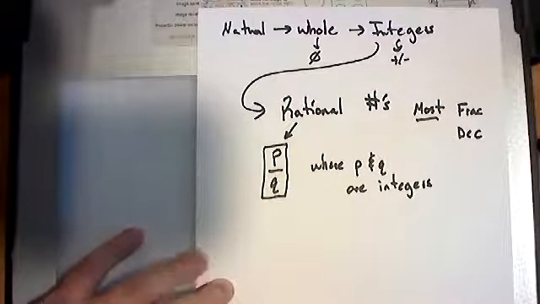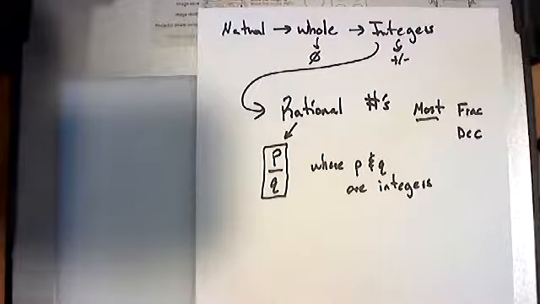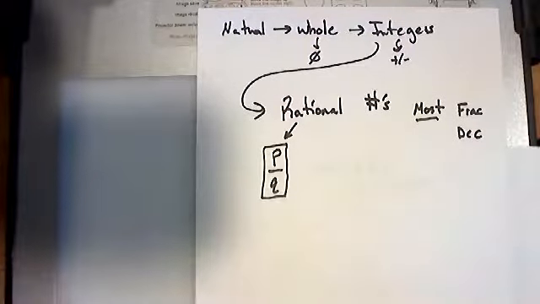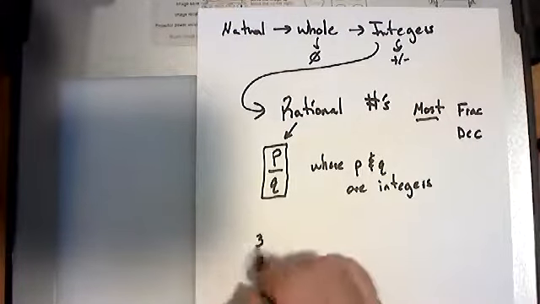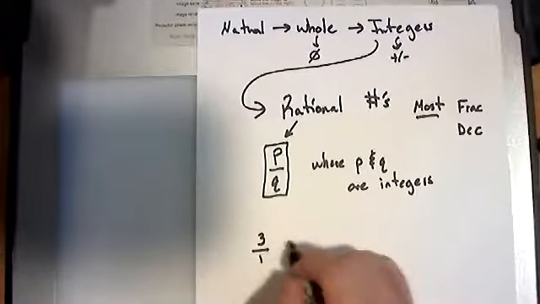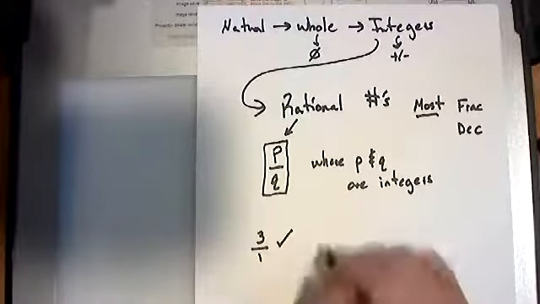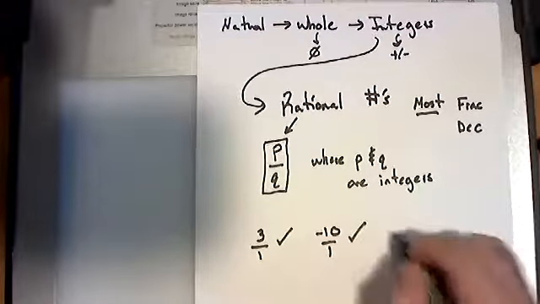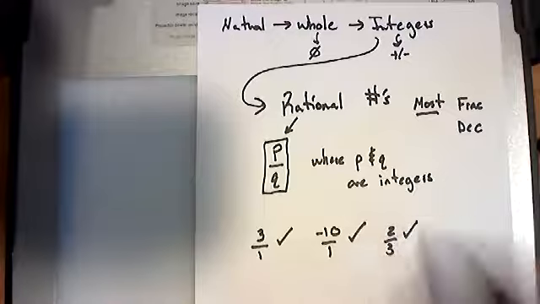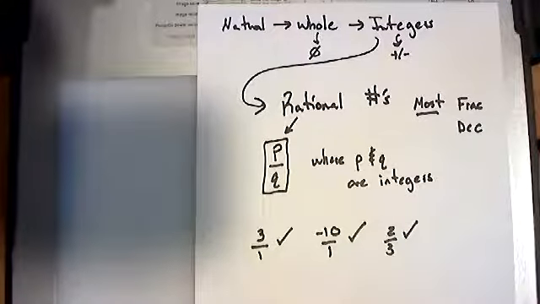But think about it. Let's just pretend for a second that I covered up the other part of that definition, right? And I just said rationals are P over Q. That's it. Wouldn't that be every single number ever? Couldn't you just say, well, here's the number 3, and I wrote it as 3 over 1, so that's rational. And here's the number -10, and I put it over 1, so that's rational. And here's 2/3, and that's rational, right? Because they're all fractions. They're all P over Q.